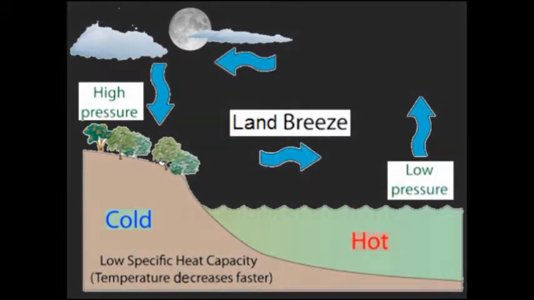At nighttime, the land cools down faster than the water because it has a lower specific heat capacity. So the high pressure is now above the land, where the air is going to be cooler and more dense. Above the water, which holds on to its heat longer, the air is going to be warmer, lower pressure, and lower density. So now the wind is going to blow from the higher pressure above the land to the lower pressure above the water, and this is known as a land breeze.